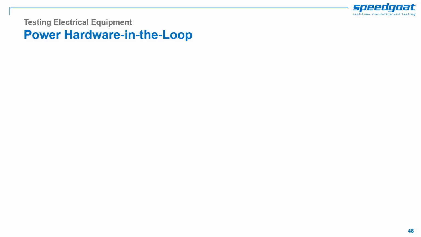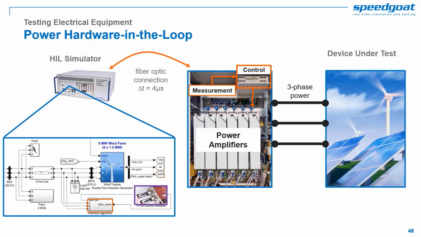A further HIL testing setup for electric power converters is power HIL. Unlike controller HIL, where the device under test is a piece of embedded hardware, power HIL enables you to test the actual electric power equipment. A typical setup for power HIL could look like this.